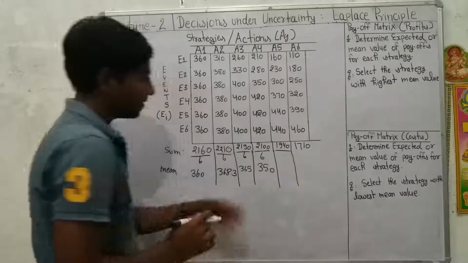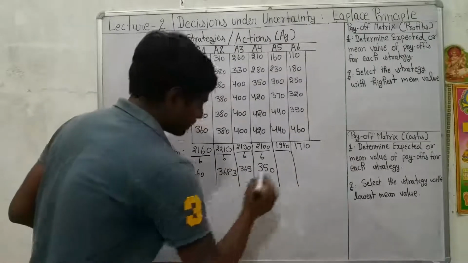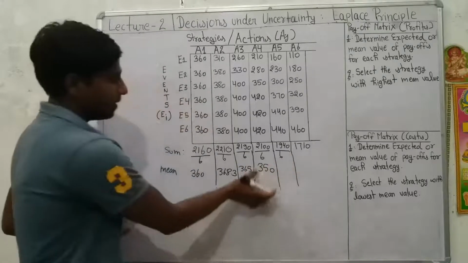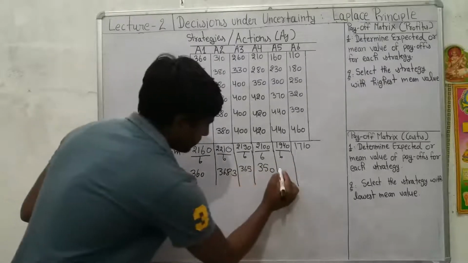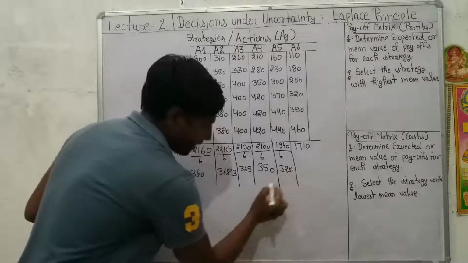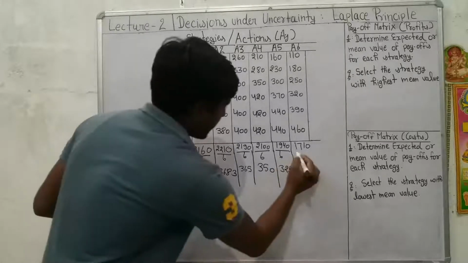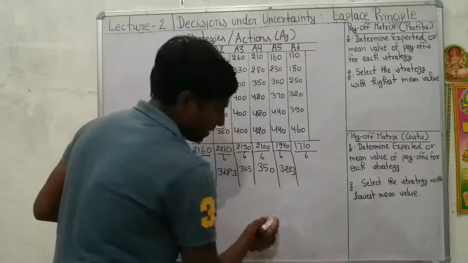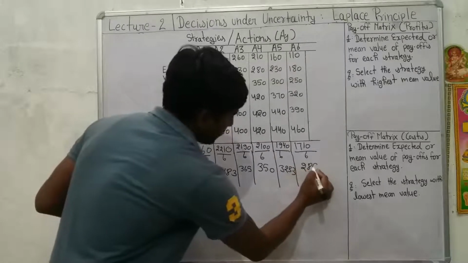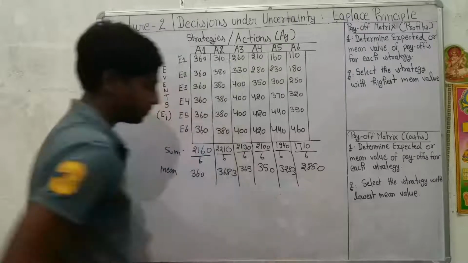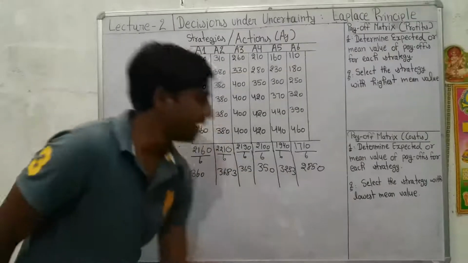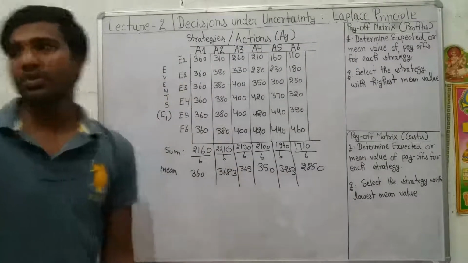For action 5, the average would be equal to 323.3. And for the last action, the average is equal to 285.0. So in the next step, what is the procedure?